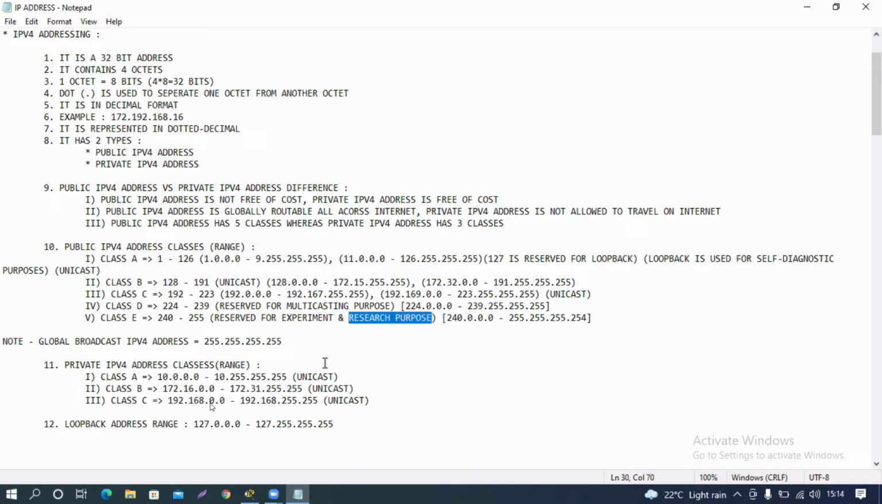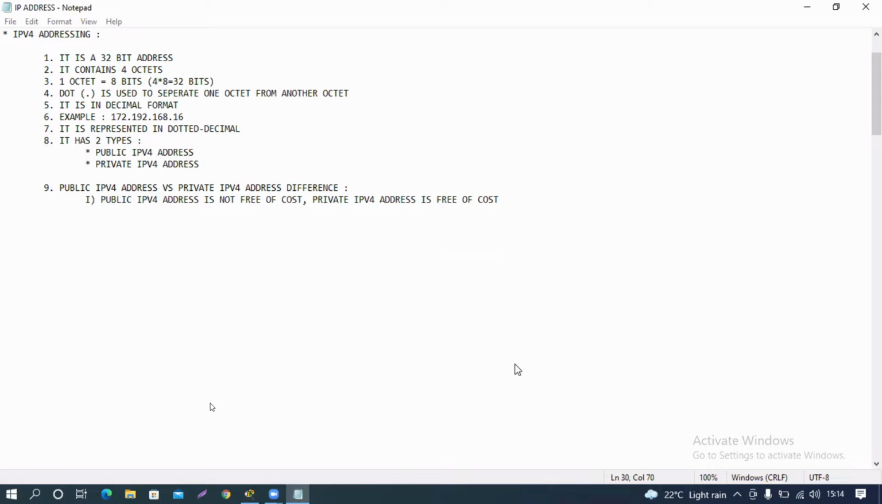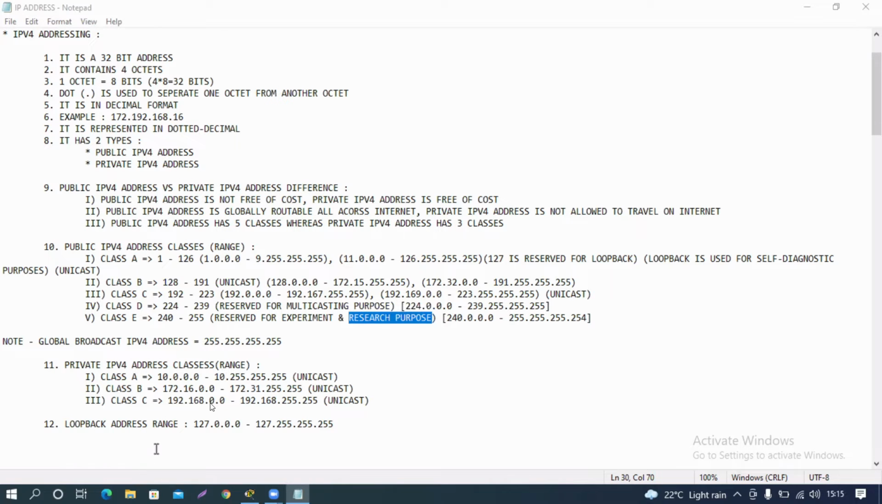Now, how many of you have heard about the organization named DRDO? Defense Research and Development Organization. Organizations involved in doing research and experiment, research and development organizations, use this type of address from class E. This entire range is reserved for that.